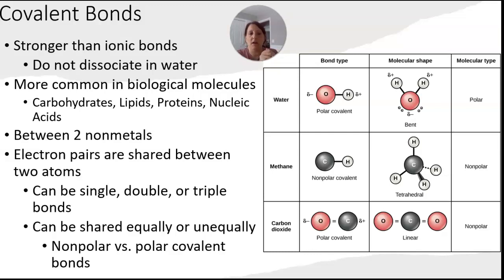Okay. Covalent bonds are more common in biological molecules. So when we talk about macromolecules like carbohydrates, lipids, proteins, and nucleic acids, which we're going to be getting into pretty soon in the next chapter, they're going to have covalent bonds. Okay, we're not going to see ionic bonds. In fact, we're going to spend some time in the lab building biological macromolecules, and you'll see that they're all covalent bonds between the atoms, no ionic bonds. Okay. Covalent bonds tend to form between two nonmetals.